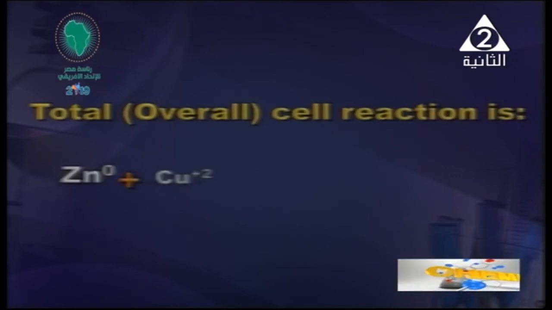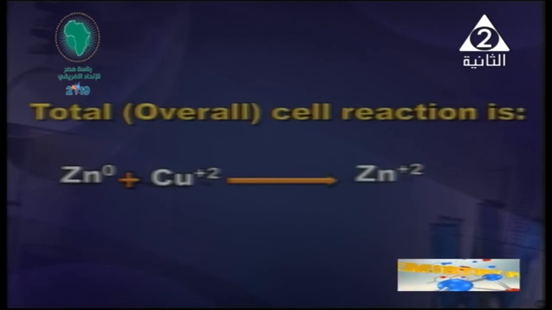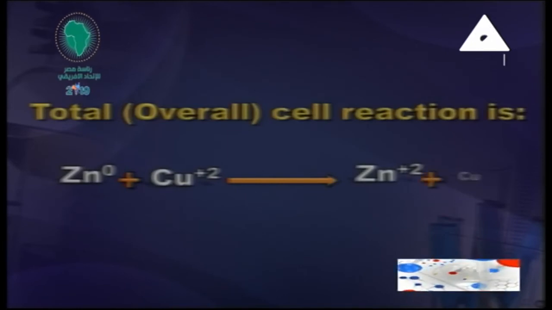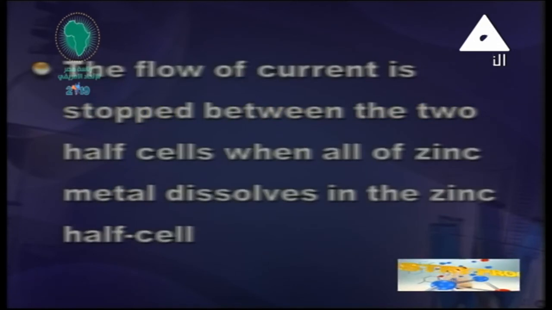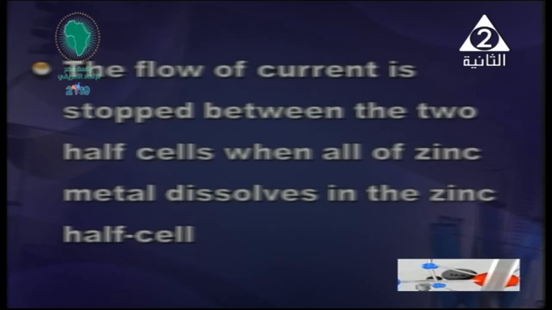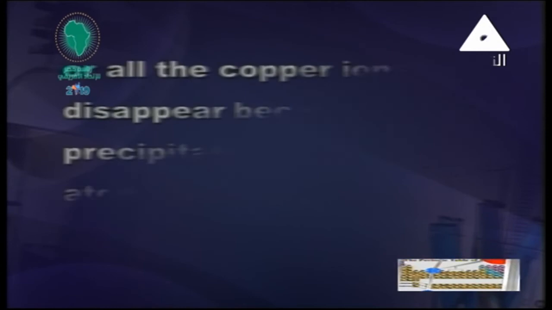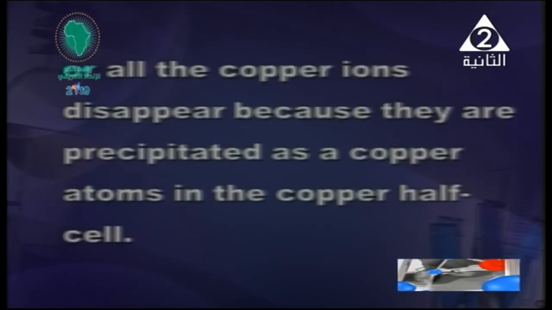Zinc plus Cu2+ gives Zn2+ plus Cu. The flow of current between the two half cells stops when all of the zinc metal dissolves in the zinc half cell, or when all the copper ions disappear because they are precipitated as copper atoms in the copper half cell.